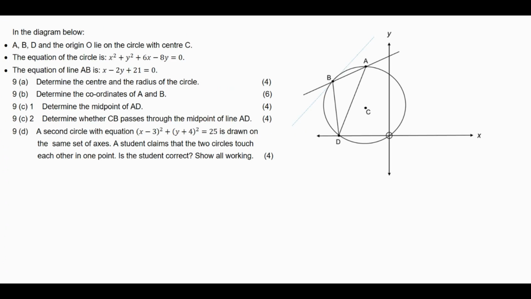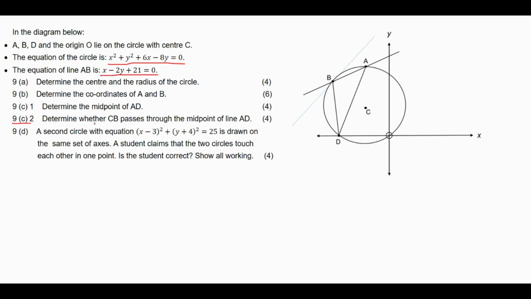Welcome back. Let's do question 9C2. In the diagram alongside, A, B, D, and the origin lie on the circle with center C. The equation of the circle is x squared plus y squared plus 6x minus 8y is equal to 0. The equation of the line AB is x minus 2y plus 21 is equal to 0.